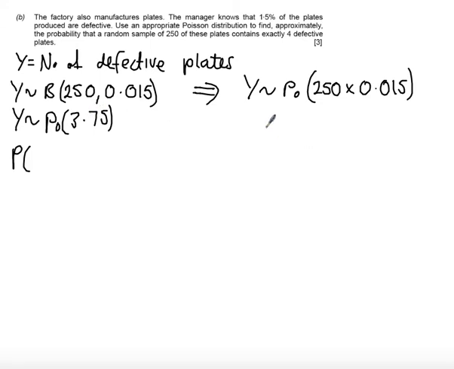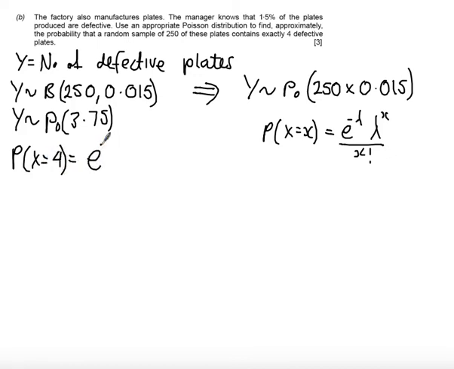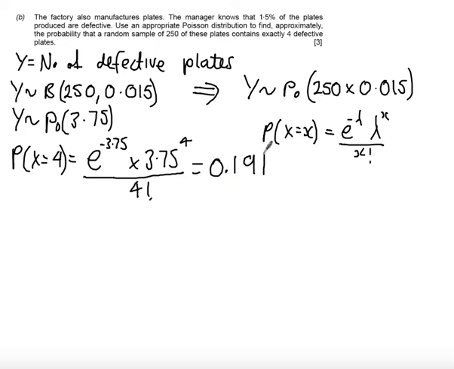So just remember, we've already seen the Poisson formula. Probability x is equal to x is given by e to the minus lambda times by lambda to the power of x all over x factorial. So I get probability x is equal to 4. Will give me e to the minus lambda, which is 3.75, times lambda, which is 3.75, to the power of x, which is 4, all over 4 factorial. And so if you type that into your calculator carefully, just take care, make sure you're showing all your working, you get an answer of 0.194.